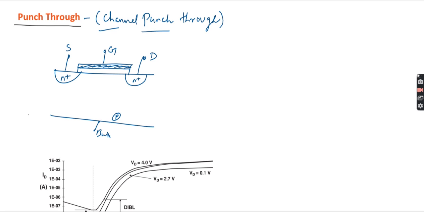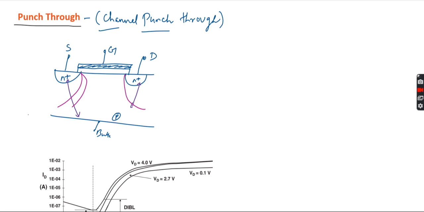In short channel devices, because the length of the channel is less, the drain and the source regions are close. So what will happen? The depletion region at the source and substrate, and the drain and substrate, will be extended into the channel. How will it be extended? It will be extended like this. First it will be like this. This is our depletion region.